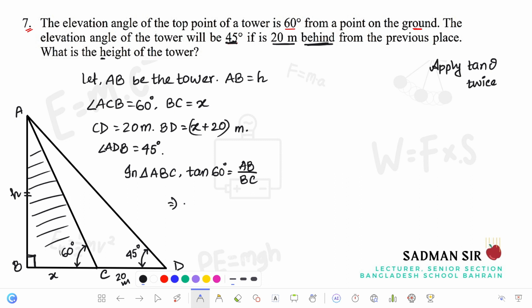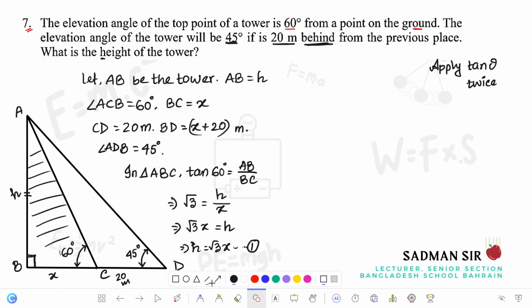Now tan 60 degree has a value of root 3, so here we can write H divided by X, because AB we consider to be H and BC we consider to be X. Now if I cross multiply, it should be root 3 X equal to H, or we can write H is equal to root 3 X. So let us consider this one as equation number 1. Okay, so we applied tan theta once, but we need to apply again, right? That is the technique. We have to apply tan theta twice.